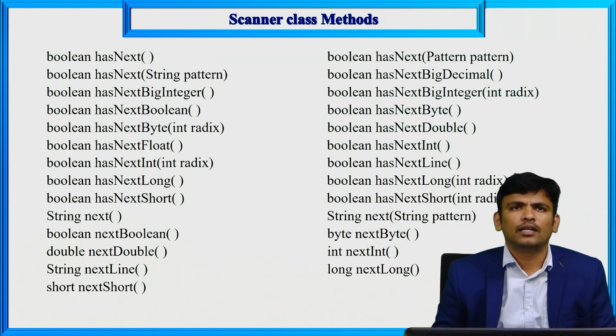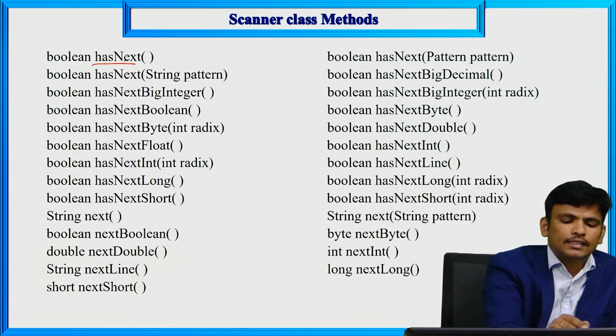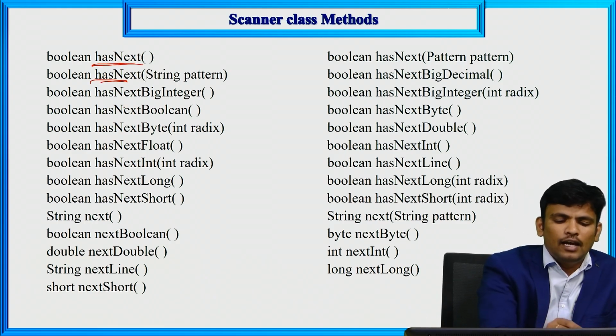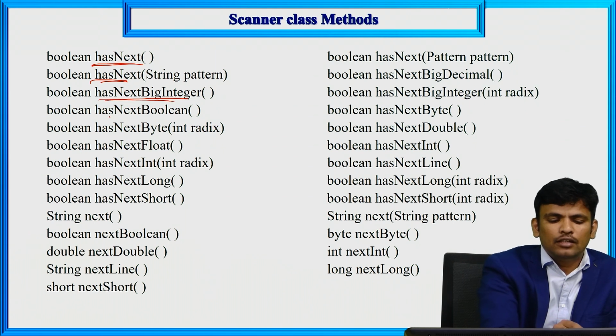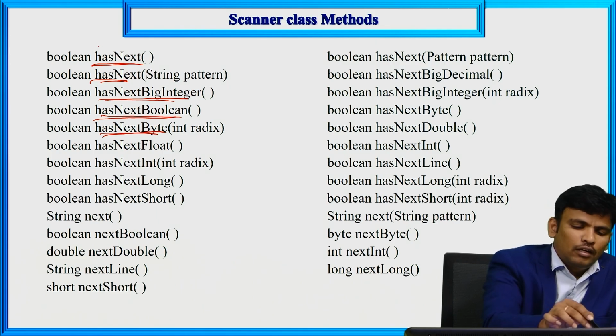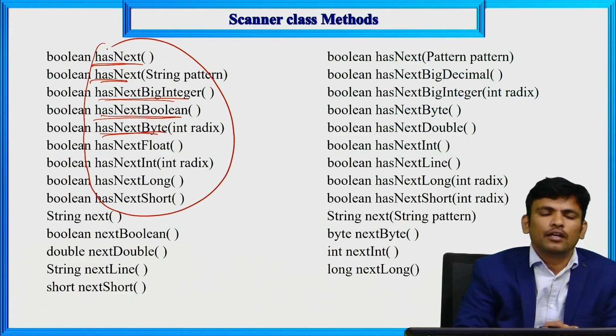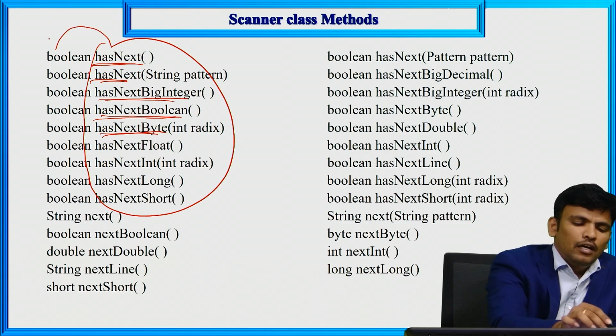These are the methods present in the Scanner class: hasNext, hasNextBigInteger, hasNextBoolean, hasNextByte, and so on. See here, the methods which start with has will return a boolean.